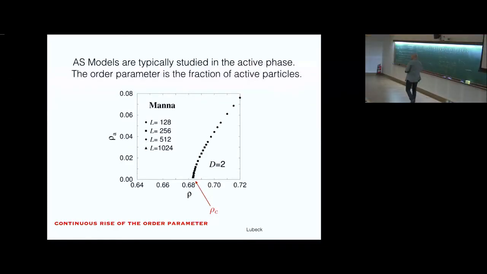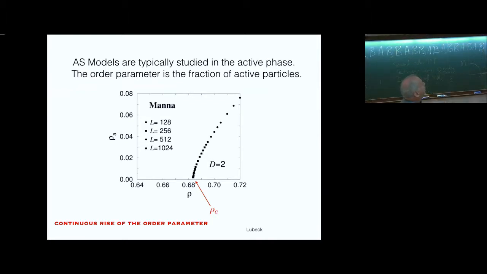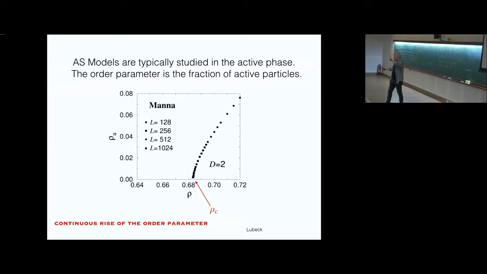Say again? Yes. Yeah, this is at large times, when the system has asymptotically gone to steady state. You follow this. It has a decay or a rise, and then it flattens, if it's on the right. Pardon me? The fraction is independent of lattice size, up to finite size effects, obviously.